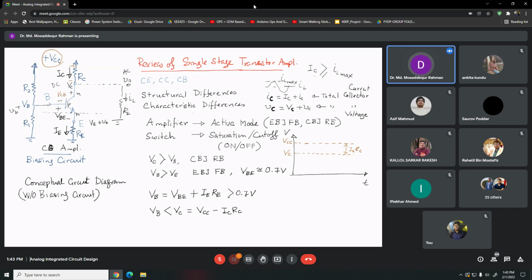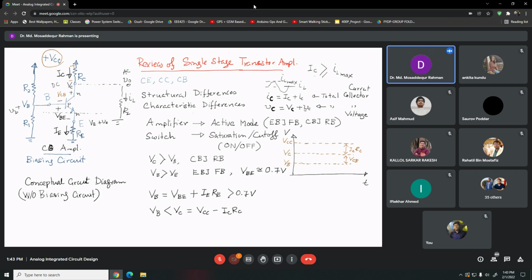So let's say we have VB somewhere here. This difference here is our VCB, the collector to base voltage. So these are the DC voltages. Let's say our DC voltages are like this for this transistor amplifier.